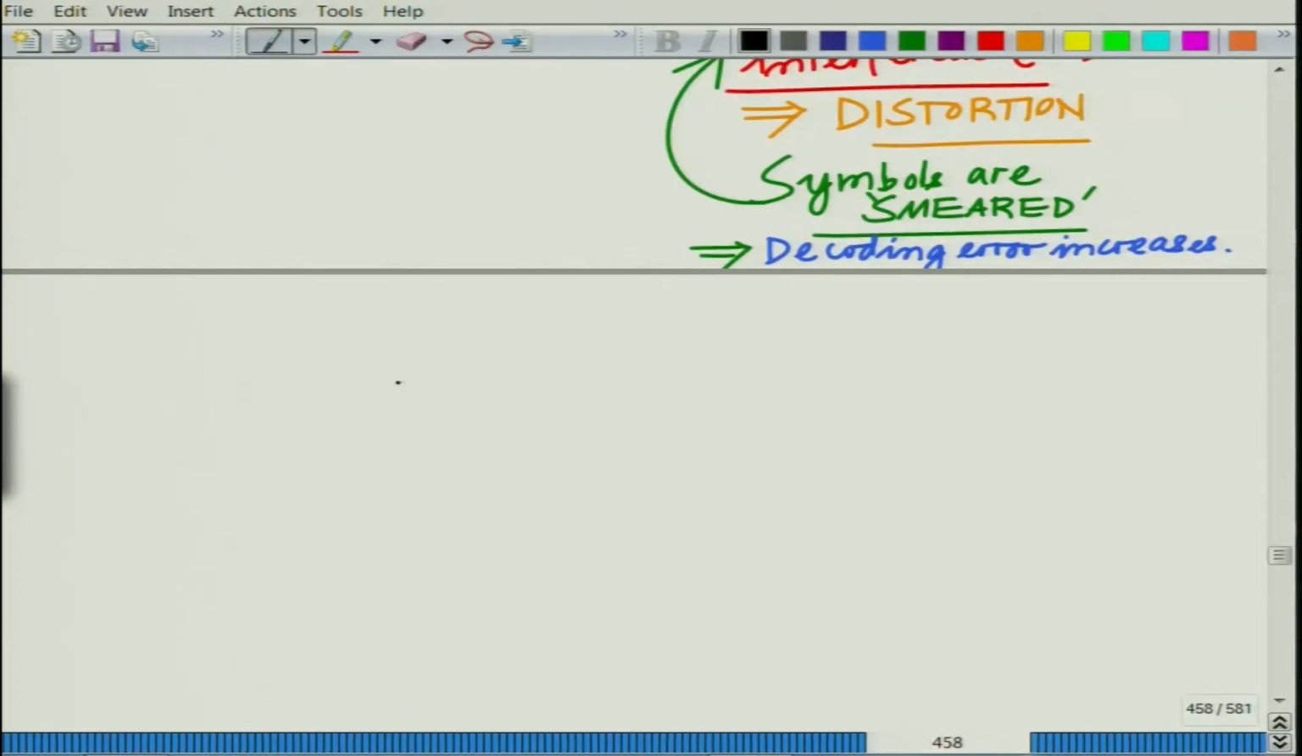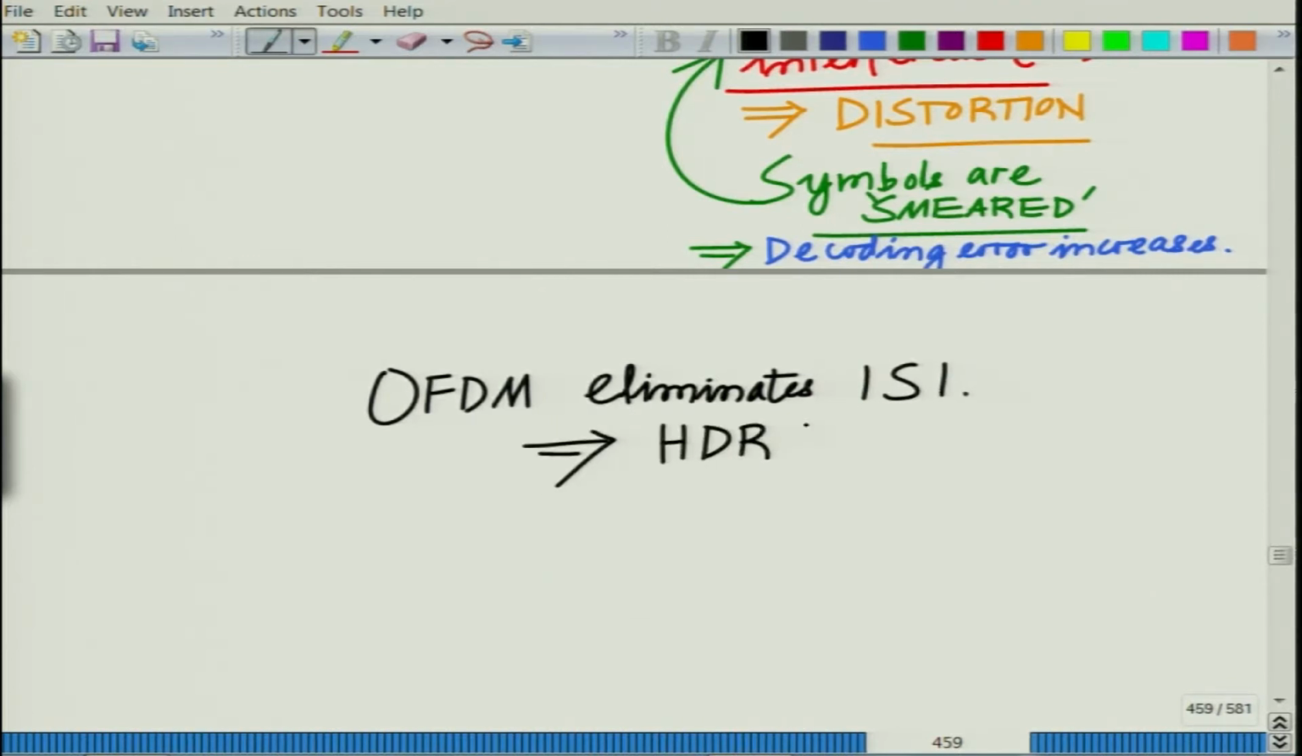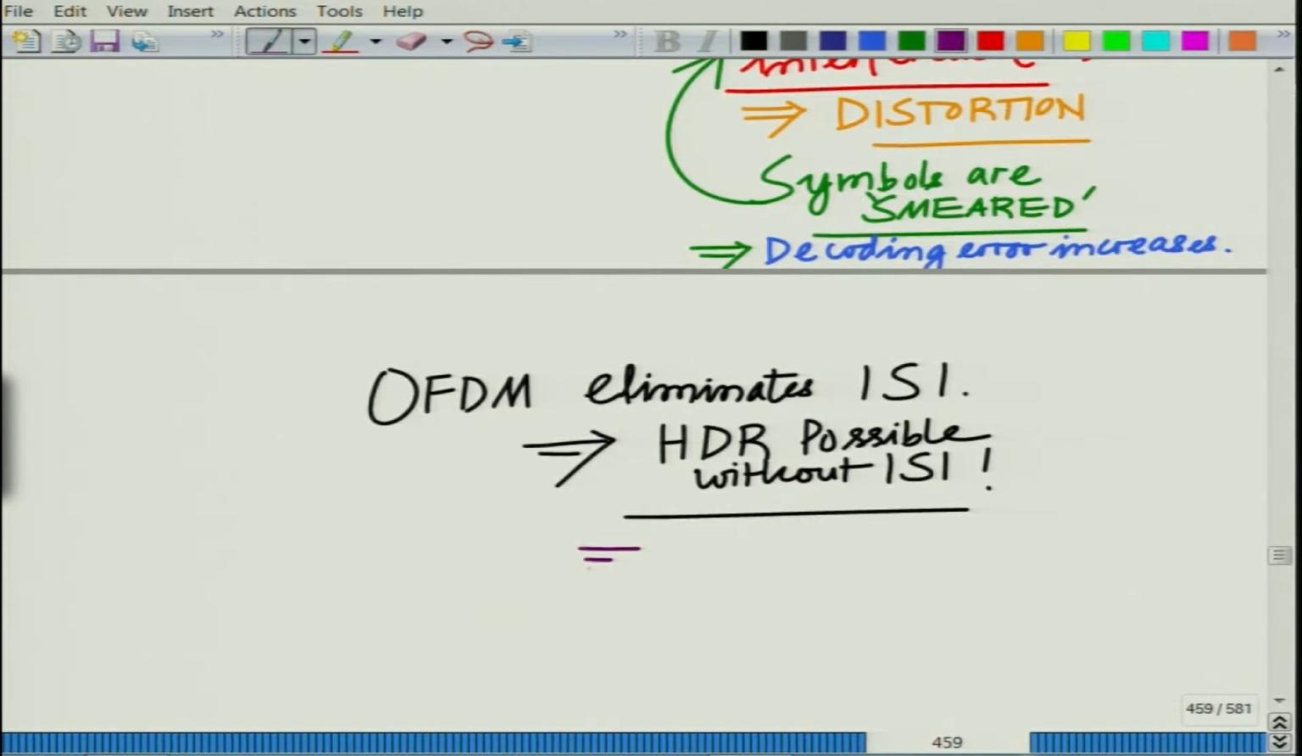So, in a nutshell, OFDM eliminates ISI, and this implies high data rate transmission is possible without ISI, and therefore this implies no distortion. That is the advantage of OFDM.